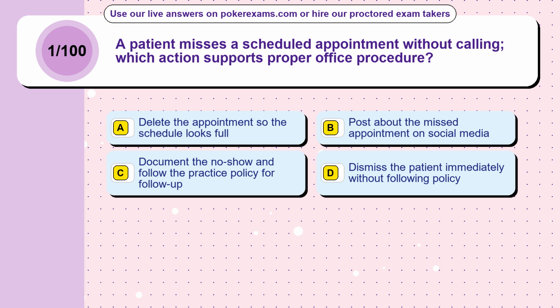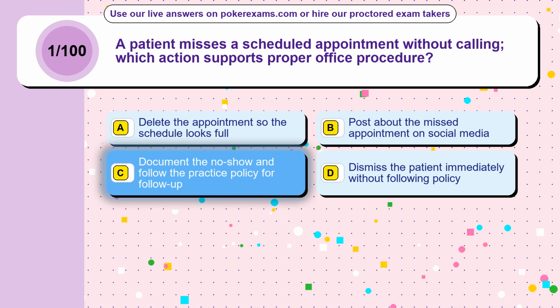Option A. Delete the appointment so the schedule looks full. Option B. Post about the missed appointment on social media. Option C. Document the no-show and follow the practice policy for follow-up. Option D. Dismiss the patient immediately without following policy.